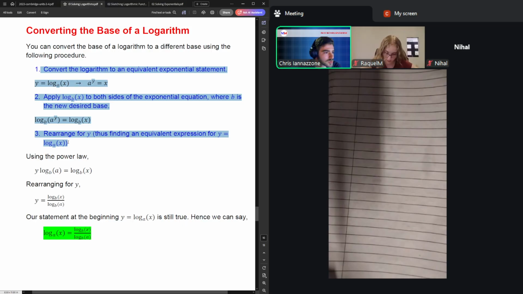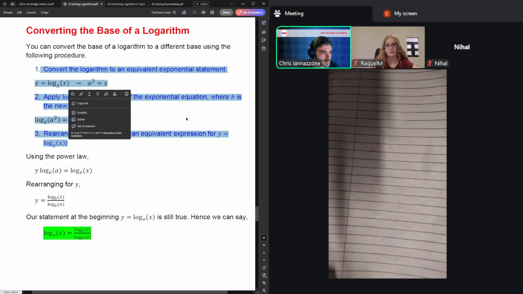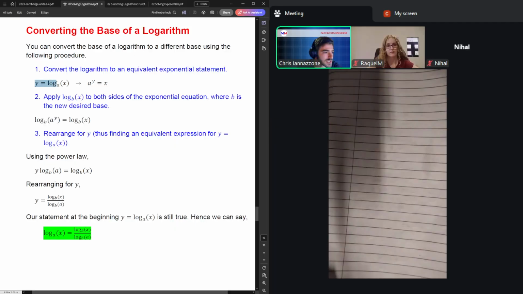I essentially go through and do the exact same steps in the proof that I was mentioning earlier, which is kind of why I brought it up, because you'll use a very similar technique to do this, which is you start with whatever logarithm you want to convert, flip it to an exponential, the equivalent exponential.